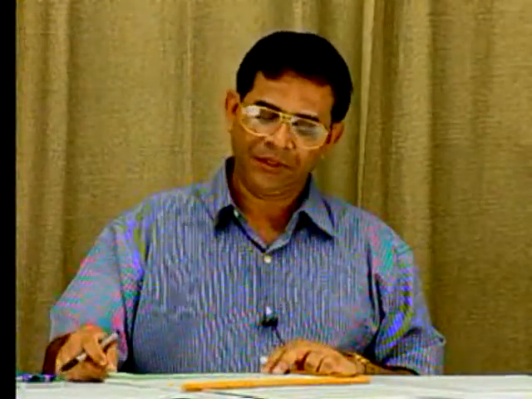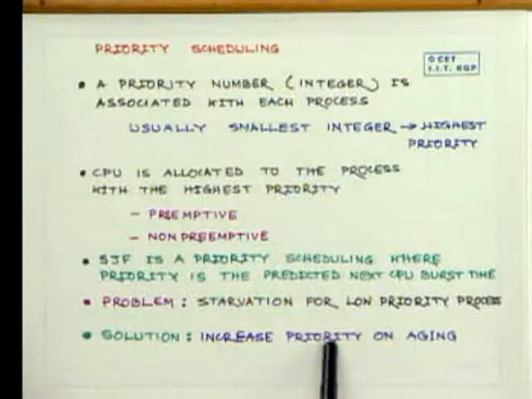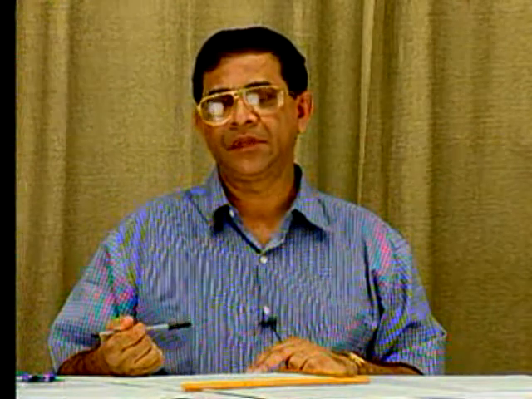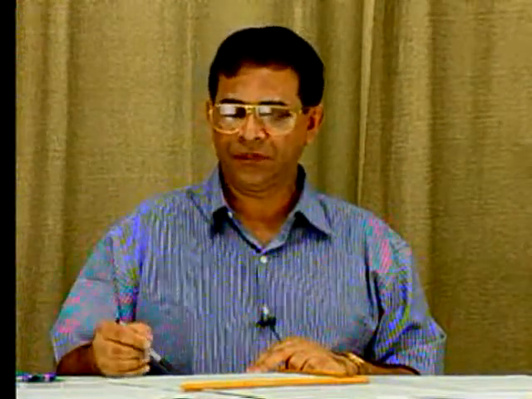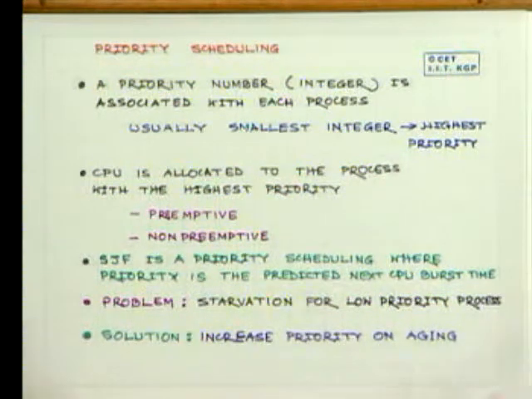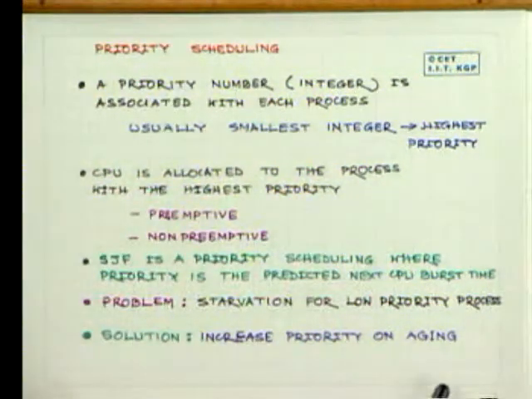Okay, then what can be done to circumvent this problem is that we increase its priority on aging. Therefore, we note down the time a particular process has arrived in the ready queue, and as time elapses, its priority is promoted, so that at least after a reasonable time, that particular process gets the CPU. Okay, that is the priority scheduling.